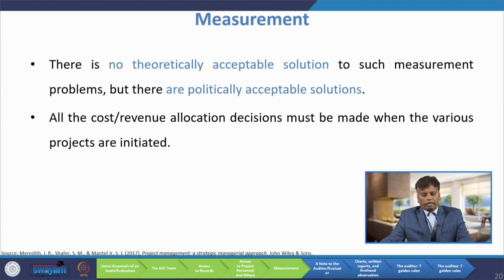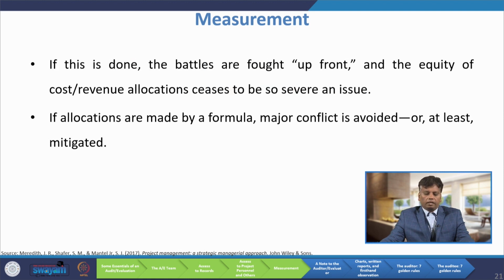There is a theoretically acceptable solution to such measurement problems, but there are also politically acceptable solutions. All the cost and revenue allocation decisions must be made when the various projects are initiated. If this is done, the battles are fought upfront and the equitable cost and revenue allocation ceases to be so severe an issue. If allocations are made by formula, major conflict is avoided or at least mitigated.